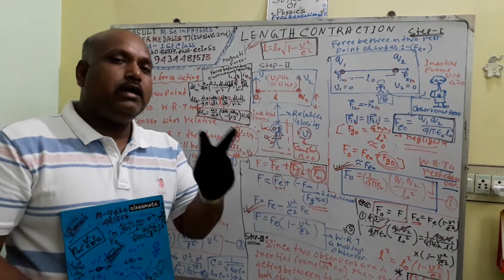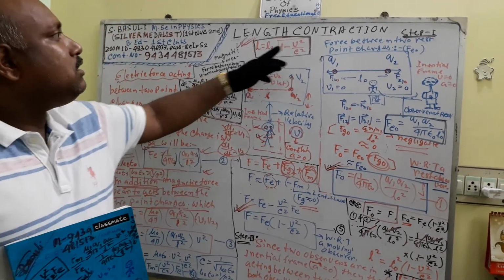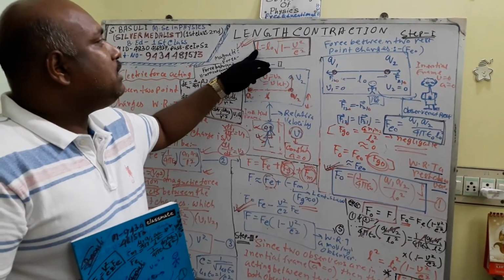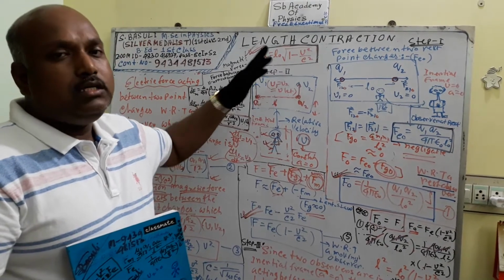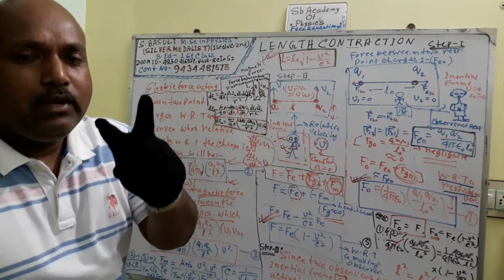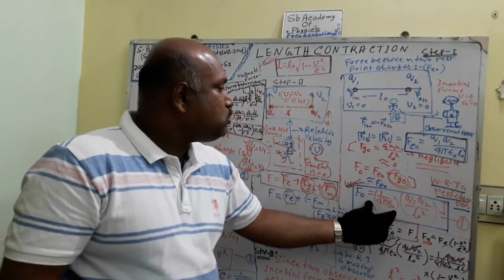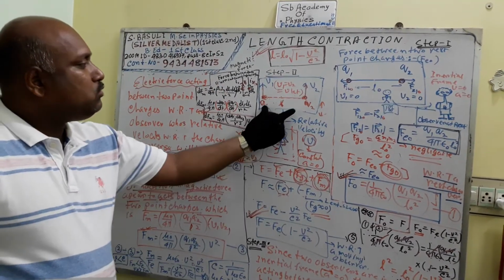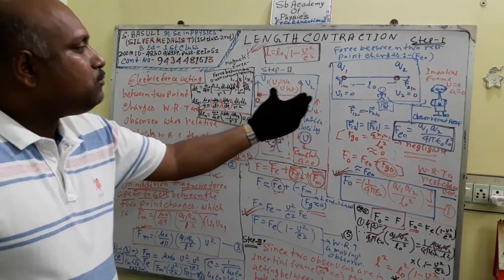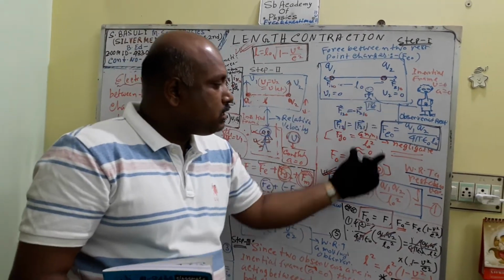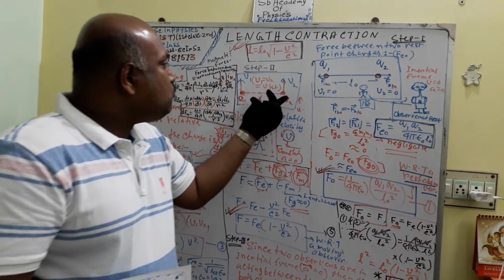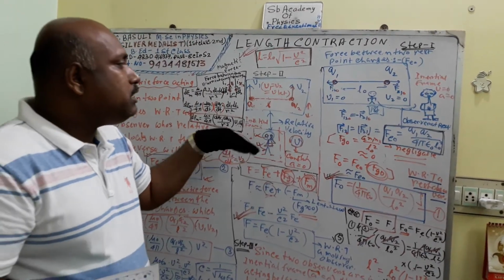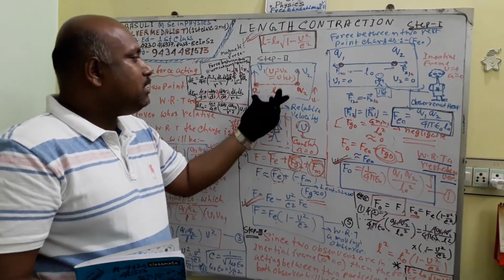So we can explain the length contraction. We can derive the length contraction formula easily with the simple concept of Coulomb force and the magnetic force acting between two point charges. Coulomb force acts between two point charges at rest, while two point charges are in motion, there is a relative motion between the observer and the point charges.